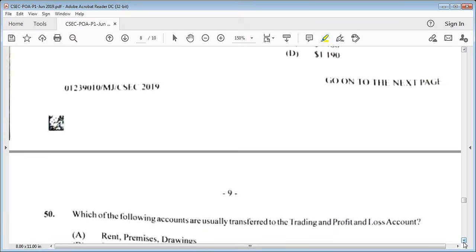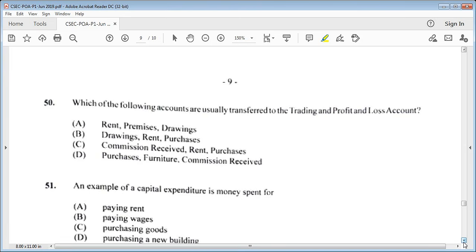Let's move on to 50. Which of the following accounts are usually transferred to the trading and profit and loss account? A. Rent, premises, drawings. B. Drawings, rent, and purchases. C. Commission received, rent, then purchases. D. Purchases, furniture, commission received. So we know it would be D.